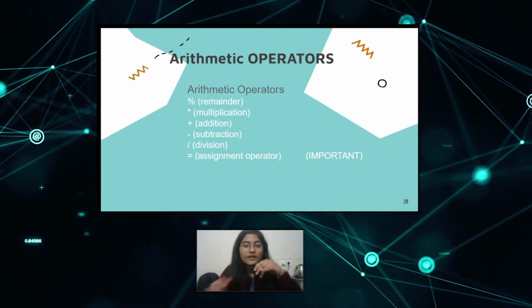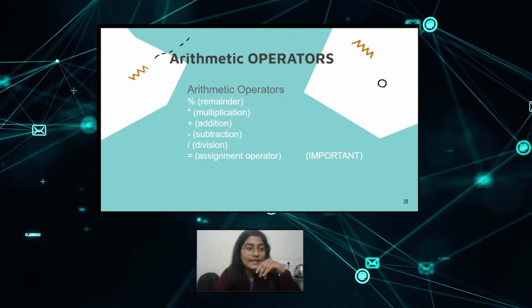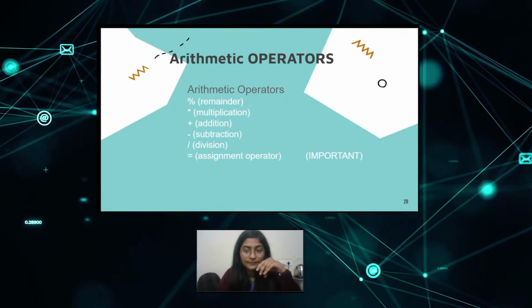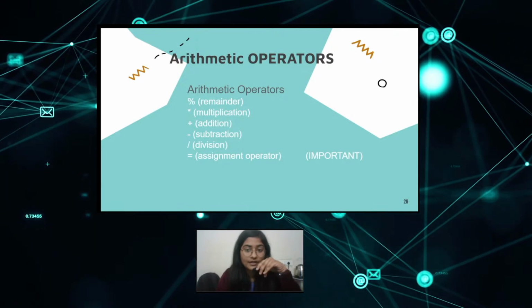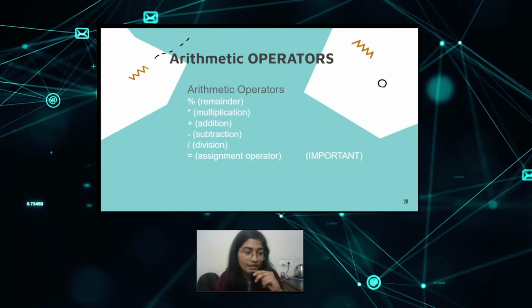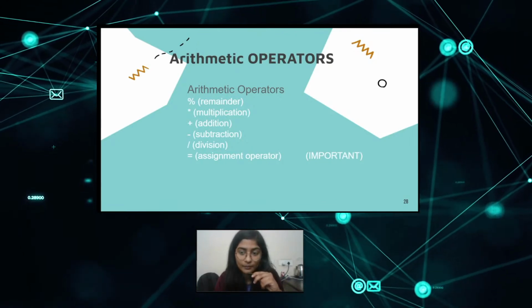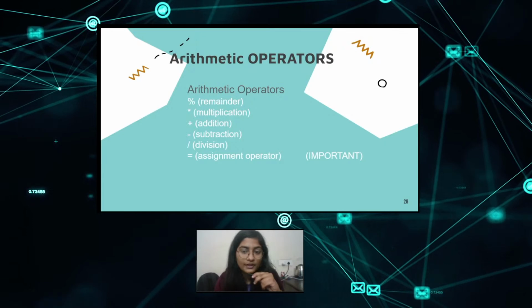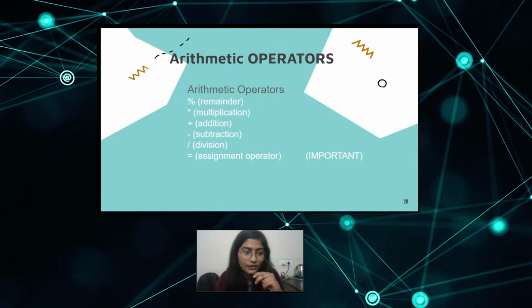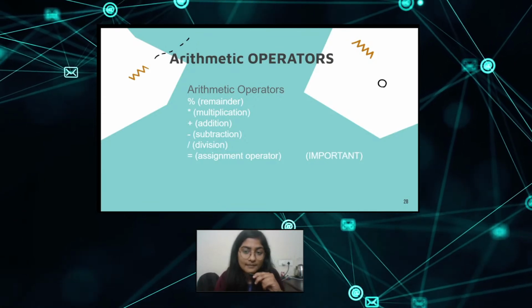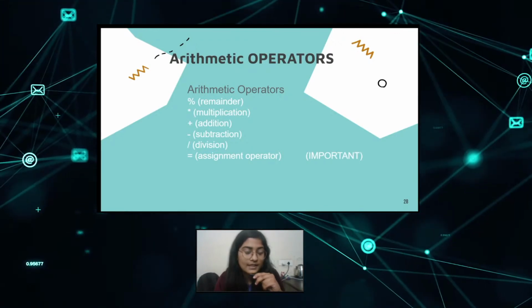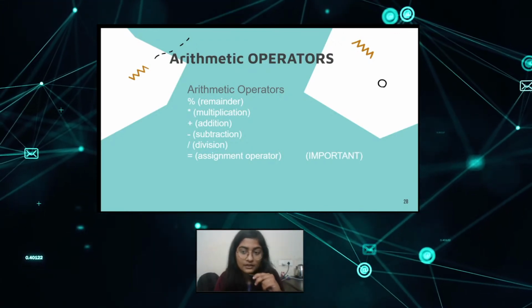So let's begin. First, we'll start with operators. There are basically three types of operators: arithmetic, comparison, and compound operators. Starting with arithmetic operators, you can see we have 6 arithmetic operators: remainder, multiplication, addition, subtraction, division, and assignment operator. You all must have already studied these in mathematics, and I think the only one new for you would be the modulus operator. The percentage symbol here is used for remainder, also known as the modulus operator. This modulus operator is what gives you the remainder.